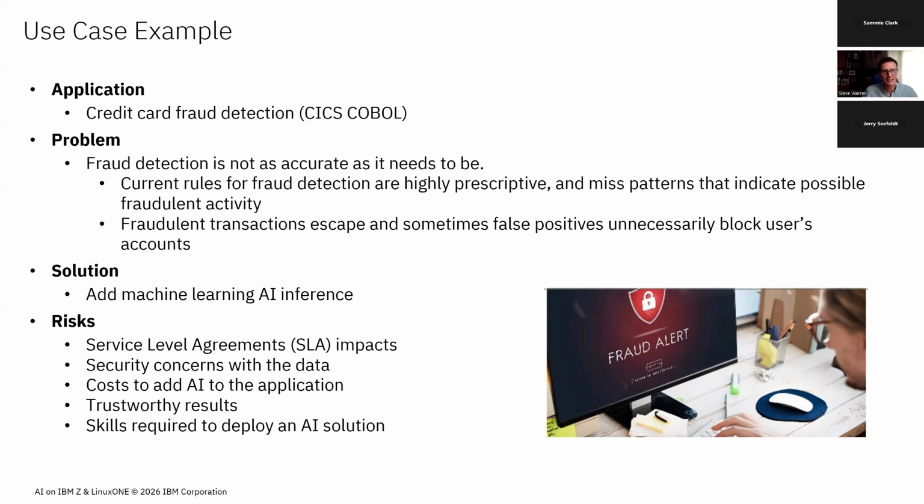So the solution is, let's talk about machine learning to augment our existing rules. But we have some things we need to consider: service level agreements, security concerns, cost to add the application, trustworthy results. Can I explain the results to a human being and meet regulatory compliance if I do this? And what skills do I need to implement this solution?